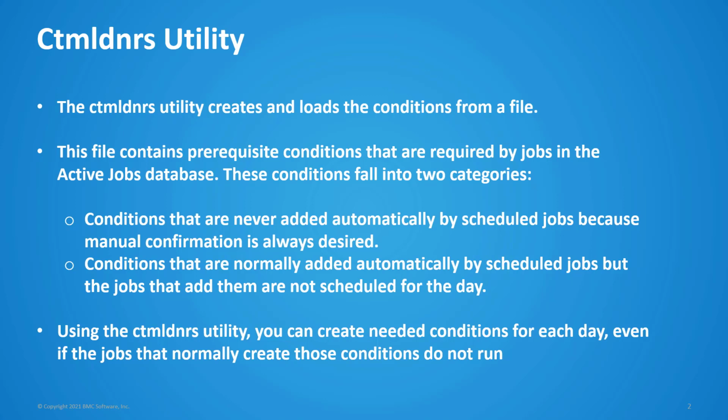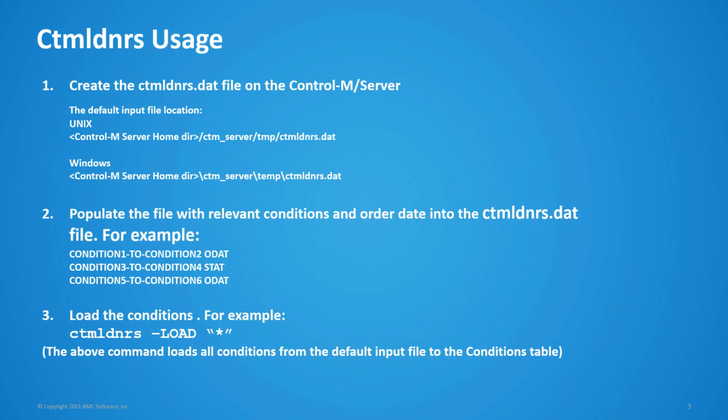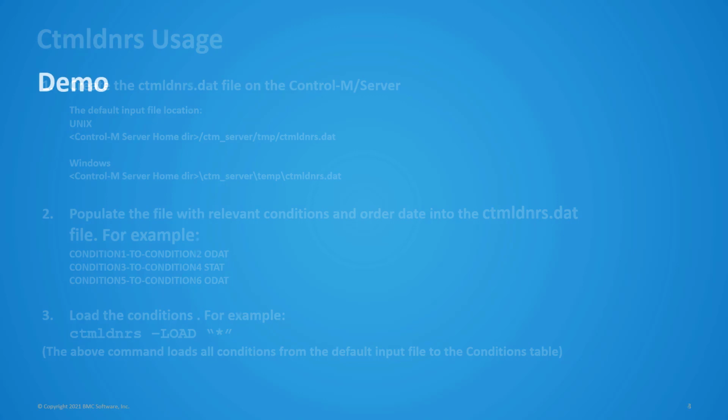Using the ctmldnrs utility, you can create needed conditions for each day even if the jobs that normally create those conditions do not run. The three main steps are to ensure that there is a manual conditions file present on the ControlM server and that it is populated with the appropriate conditions, and lastly, the conditions are loaded by the ctmldnrs utility for that day. Let's proceed to the demonstration.